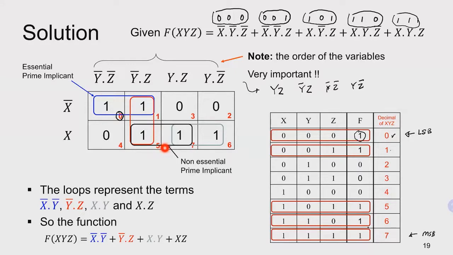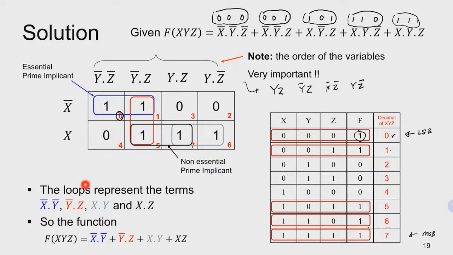So if we loop both red and black, then we have one additional loop that is not necessary in this case if we're looking for the minimum functions. Okay, so which means that one of these loops is a non-essential prime implicant. So if I keep the red one, I can remove the black one. Or if I keep the black one, I can remove the red loop.